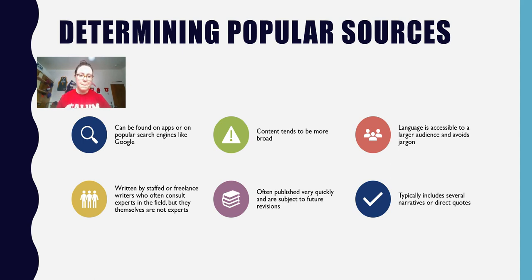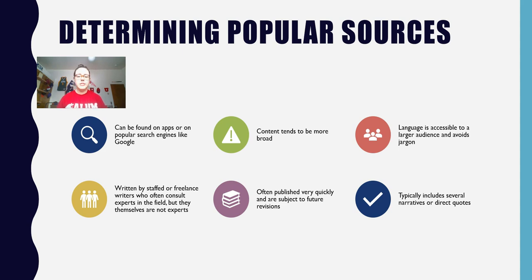Who was it written by? Is it a journalist who happens to be interested in climate change, or is it a scientist who has studied climate change for the last 20 years? So you can start to see how that's going to impact your credibility as a writer if you cite a journalist who is interested in climate change versus an expert in climate change.